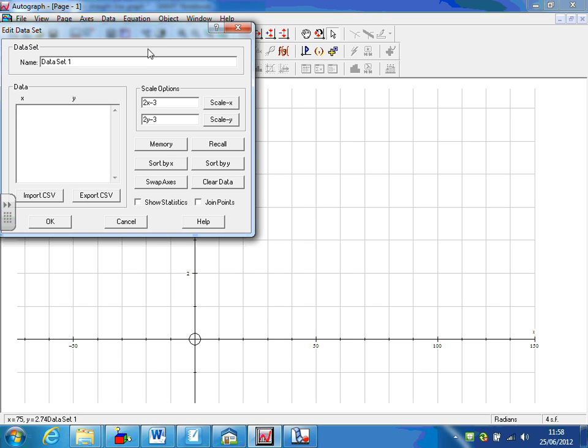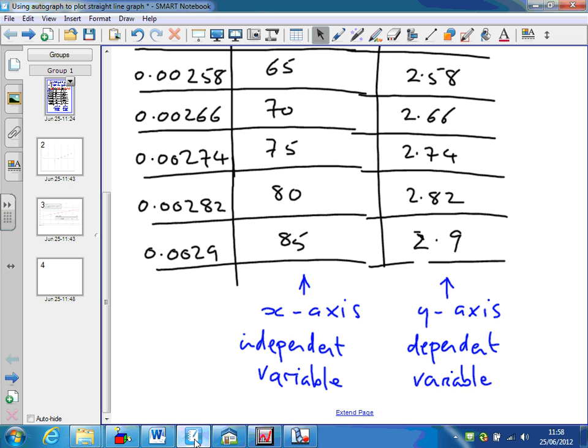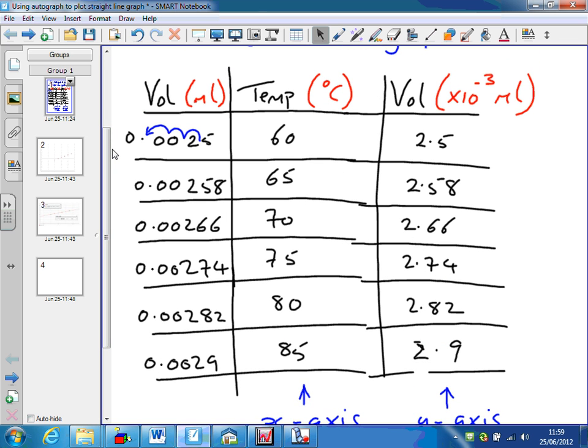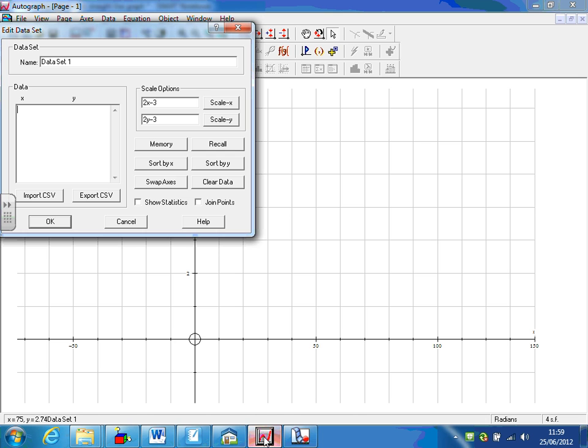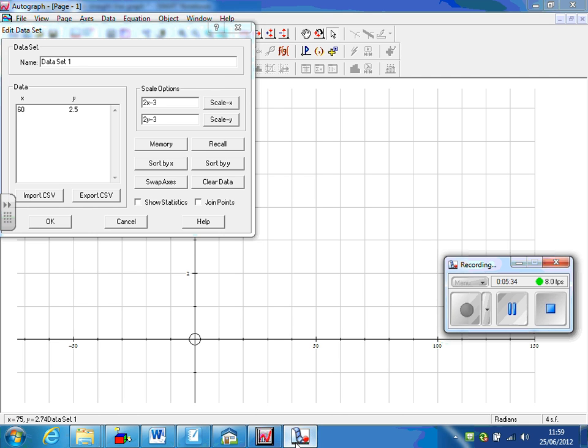So the first set of data is going to be what goes on the x-axis, so that will be 60 degrees centigrade here, and y will be 2.5. So enter into the data set 60 for x. If I want to go to the next data point, I just hit return, and now the cursor flashes by y, 2.5, hit return, and so on, and put the data in. So I'll just pause this and put the rest of the data in.